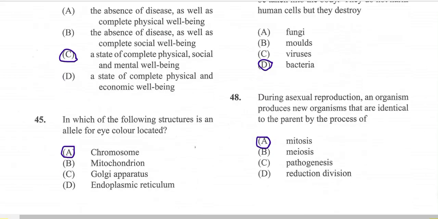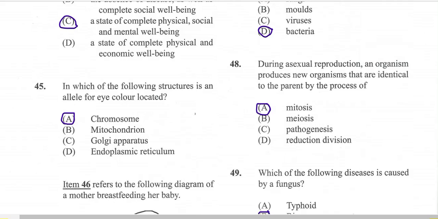Moving on to 48. During asexual reproduction, an organism produces new organisms that are identical to the parent by the process of mitosis. All right. So in mitosis, we are having the diploid number of chromosomes being passed on, while in meiosis, it is the haploid. Diploid meaning the full number, haploid meaning half the number. So B would give you half the number, A would give you the full number. You look exactly like the parents. So of course, our answer for 48 is going to be A.